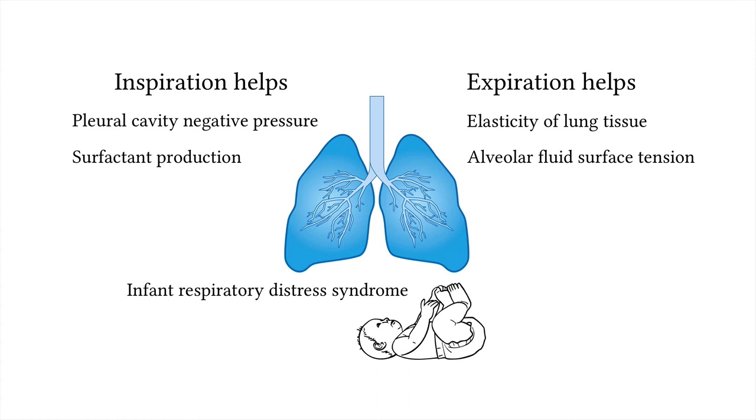Thankfully, prematurely born babies are treated with surfactant that is added to their lungs via the trachea until the baby has had time to mature and the lung cells can secrete their own surfactant. Let's talk further about babies and how they breathe shortly after birth.